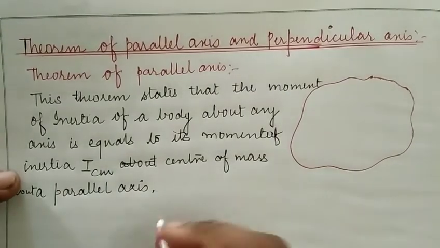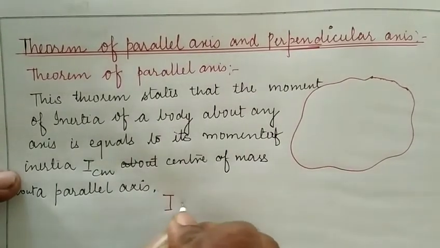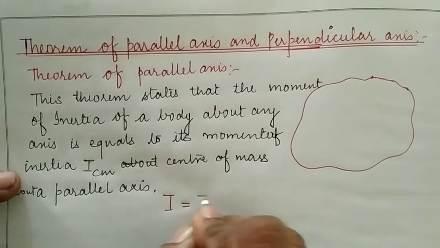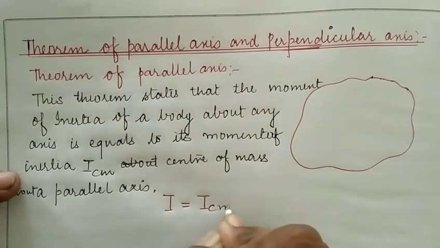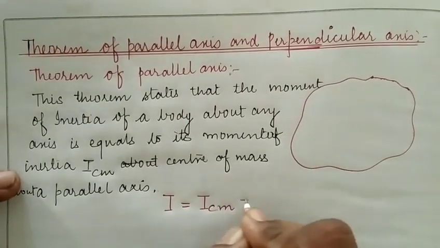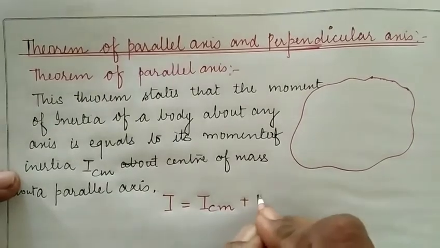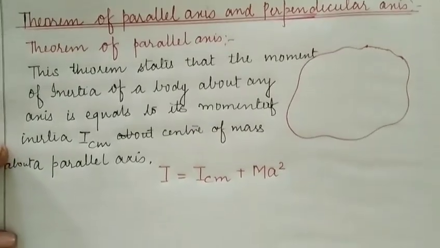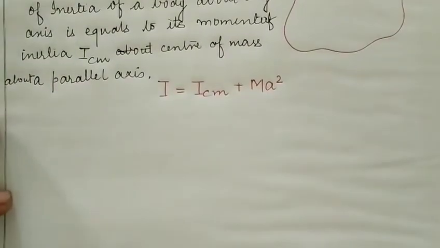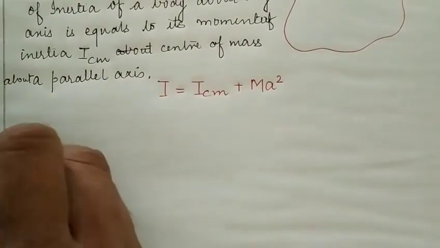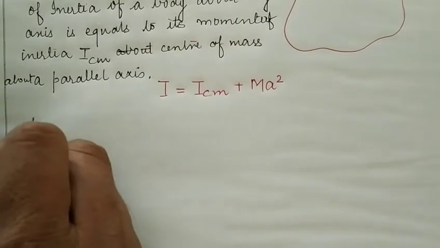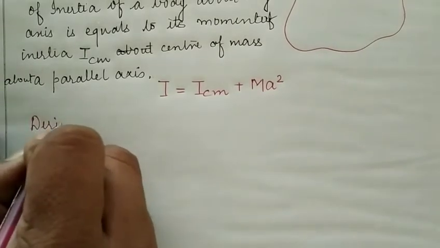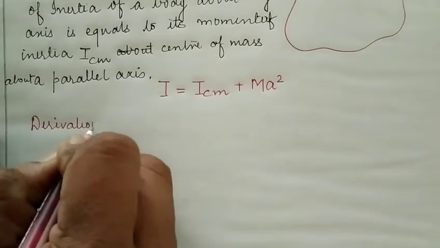So students, if we are having a rigid body, we can say that the moment of inertia of that rigid body can be given by the sum of the moment of inertia of that body about the center of mass plus the moment of inertia about any two parallel axes. So let's start its derivation part. How can we prove it? So let's start with the derivation.